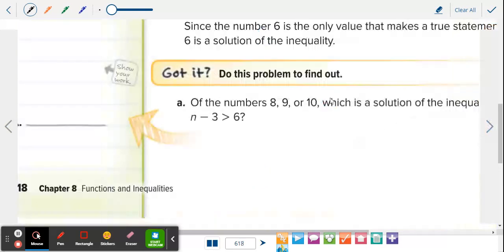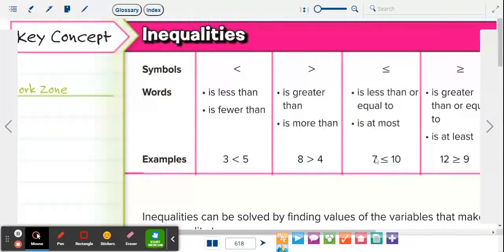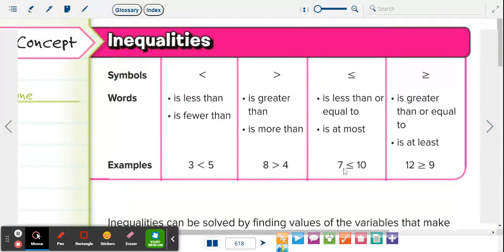On the next page, it shows you all the symbols again and all the different ways to say them. This symbol would be less than or fewer than. You can say it both ways. An example would be 3 is less than 5. This one is greater than or more than, so 8 is greater than 4. That's how it's written.